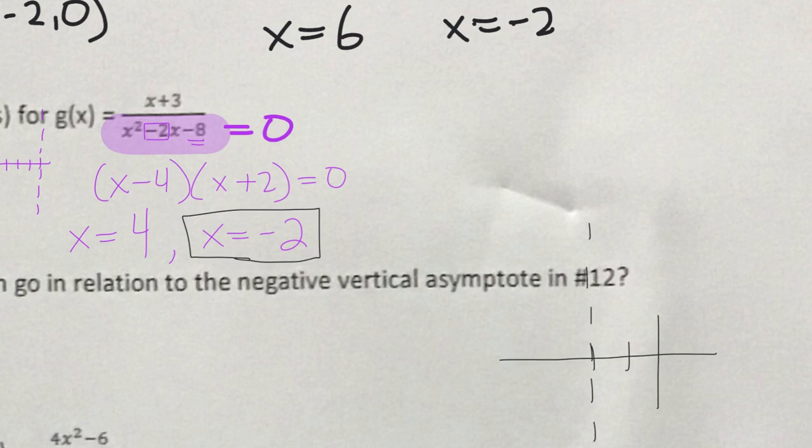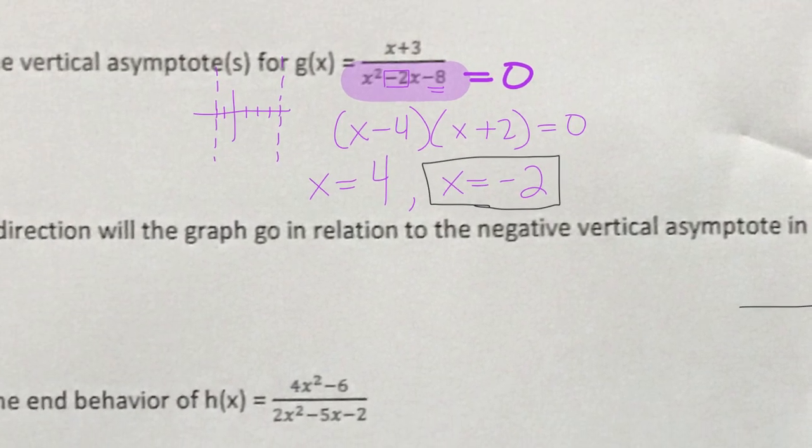Will our graph go up on the left? Will your graph go up on the right? Will it go down on the left? Will it go down? So that's what we're being asked for. Which of these four are going to be happening? So we're going to find that out by making our table.